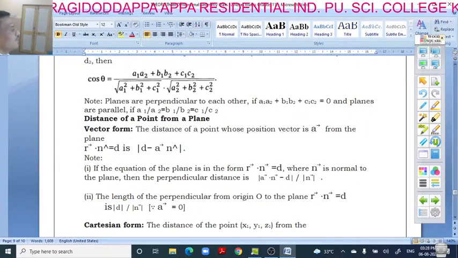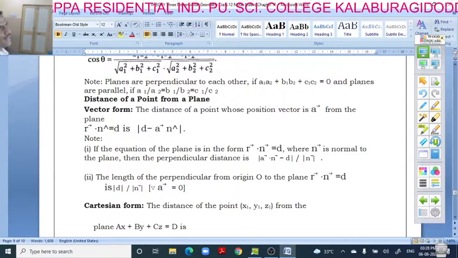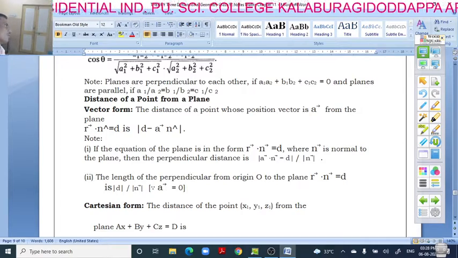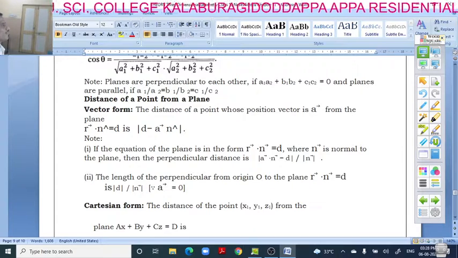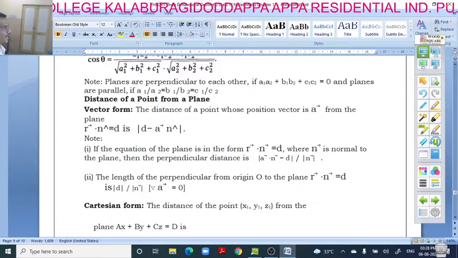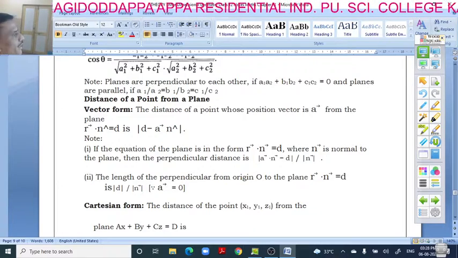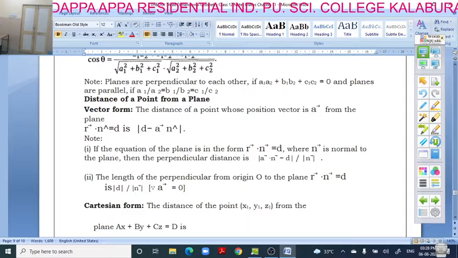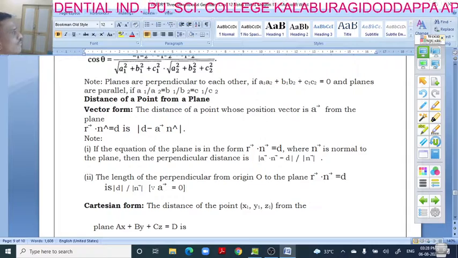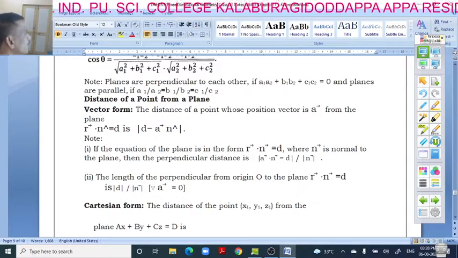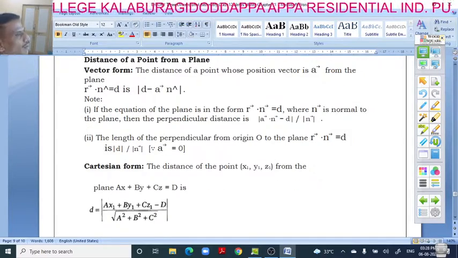Next, one more point: distance of a point from the plane. In vector form, the distance of a point whose position vector is a from the plane vector r dot n cap equals d is d minus vector a dot n cap. If the equation of the plane is in the form vector r dot n cap equals d, where n is normal to the plane, then the perpendicular distance is the modulus of d minus a dot n cap, divided by the magnitude of n. The length of the perpendicular from the origin to the plane vector r dot n cap equals d is given by d divided by the magnitude of n.